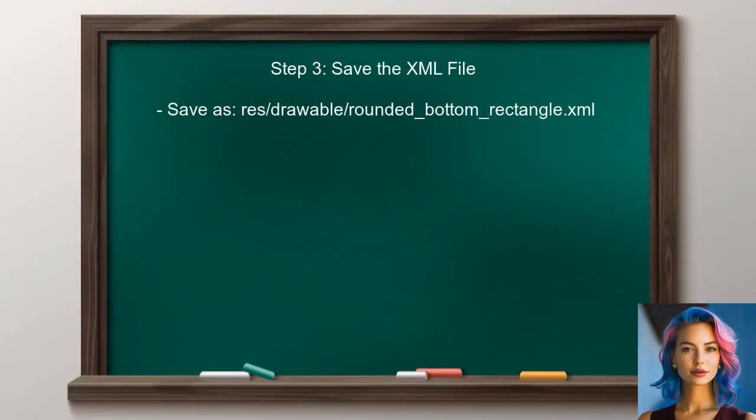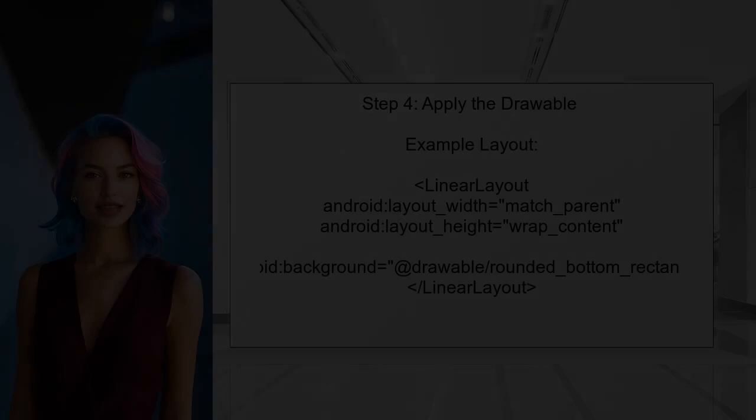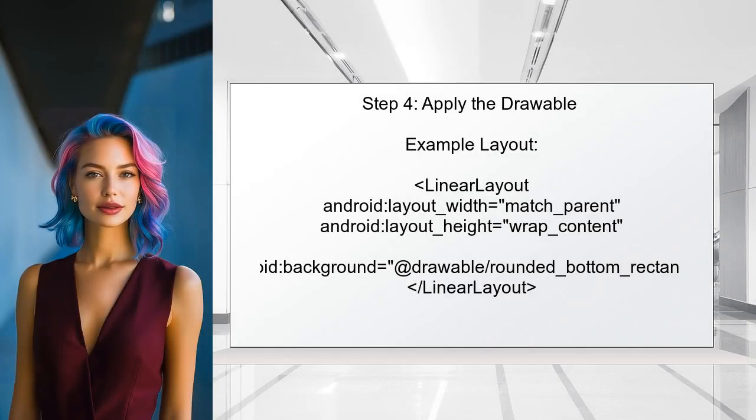After defining the shape and corners, the user should save this XML file in the drawable folder of their Android project. A common name for this file could be roundedbottomrectangle.xml. Finally, the user can apply this drawable to a view in their layout file. This can be done by setting the background attribute of a view to the drawable resource.